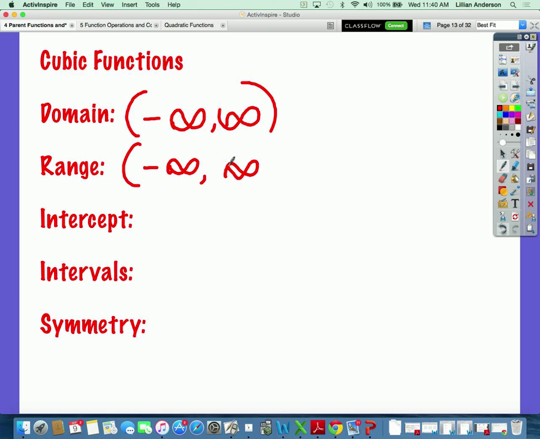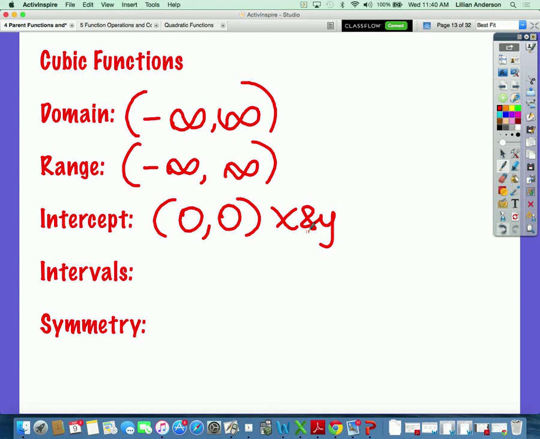So, the same for the domain and range. If you ever forget this information, just remember domain is x, range is y. Look at the graph, see what's happening. There are no gaps, holes, or asymptotes. Any area that's not undefined is all real. Intercepts. Where's the cross? 0, 0. X and Y, same.